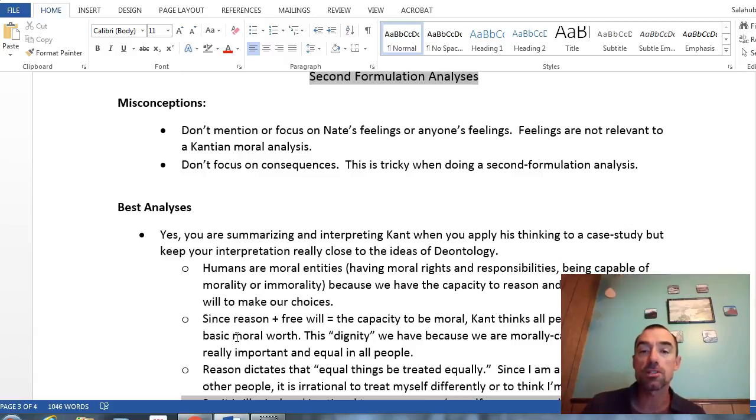Again, don't focus on consequences, but also don't focus on Nate's feelings or anyone else's feelings. Kant doesn't care about your feelings. Feelings are subjective. Sometimes we have them, sometimes we don't have them. They're fickle, they're subjective. They're not the basis of morality. Again, it's not that Kant wants people to feel bad. He just doesn't think our feelings should drive our moral choices.